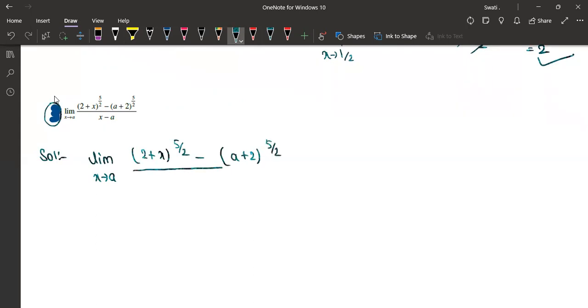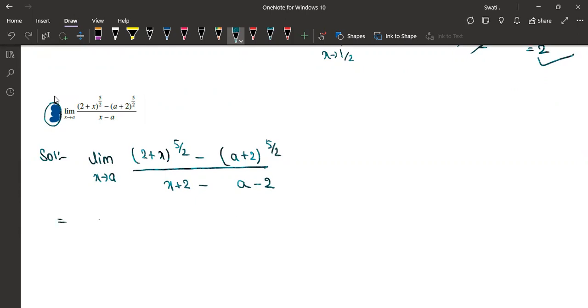In the denominator, I'm going to do something. I'm going to add 2. See, x minus a I have written as it is. Now I'm going to add here 2 and subtract 2. It does not make any difference to our expression. So that is why we can balance it out. So added 2 and subtracted 2.